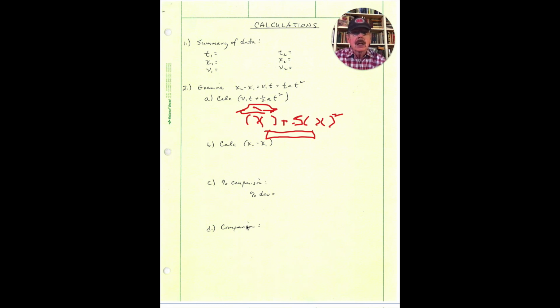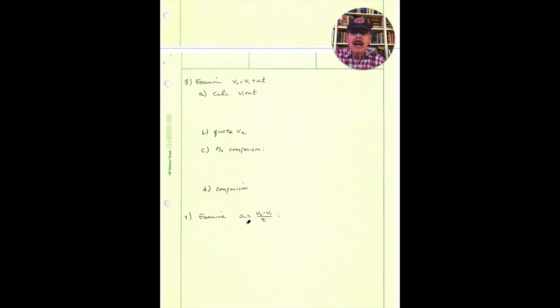In this particular lab, question number 3 was similar, but it had an entirely different relationship that you were messing with. So apparently you were messing with V2 equals V1 plus AT. Same kind of thing. Write out the blurb, do the work.